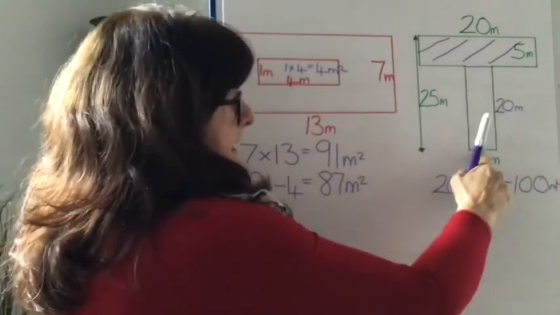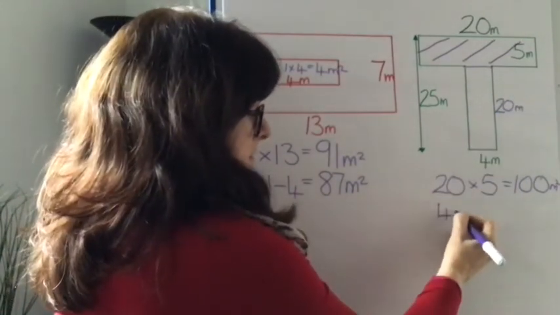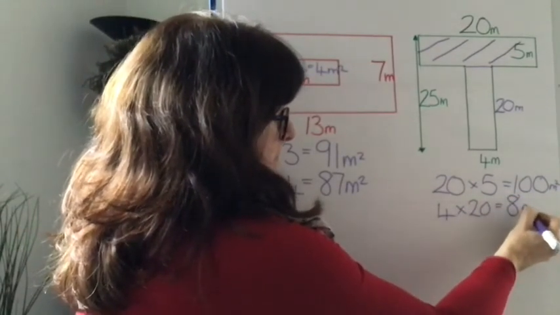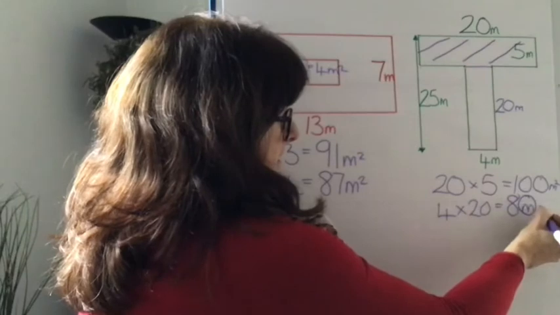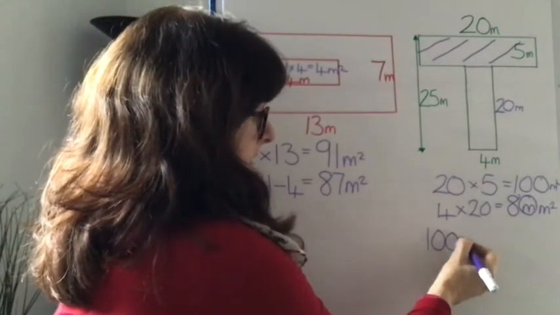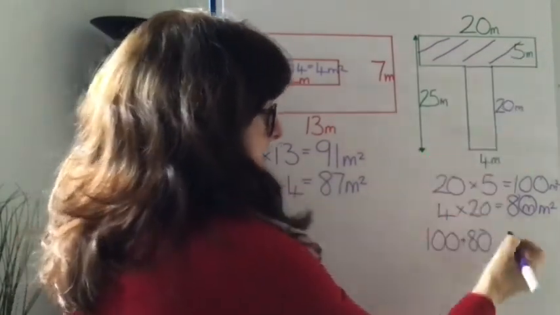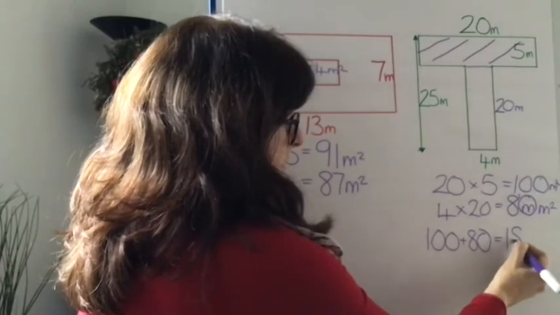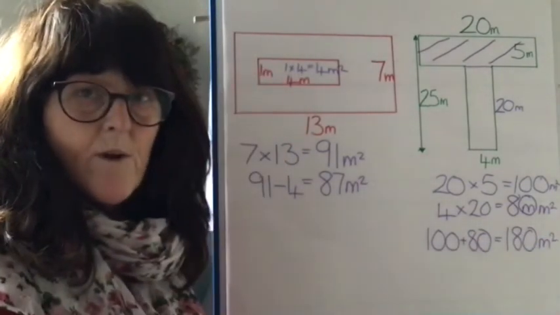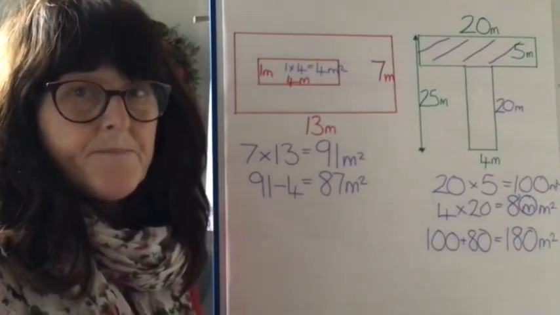So in order to work out the area of this rectangle, I need to multiply 4 and 20, which gives me 80 metres squared. And finally, I need to add 100 to the 80, the 100 there to the 80 there, so the total area is 180 metres squared. Once again, these are multi-step problems.